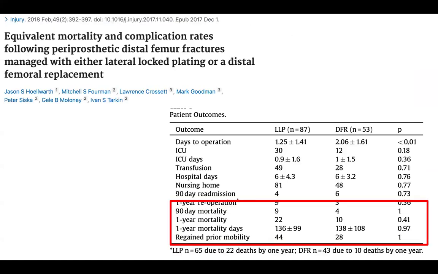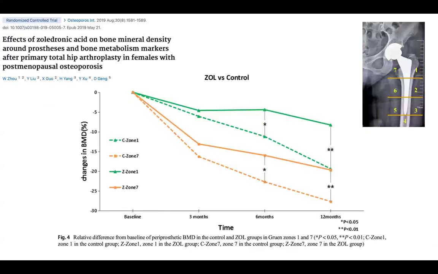And I don't have to tell you that these periprosthetic fractures are a disaster. I think we all know that. This study looked at mortality and complications after periprosthetic fracture in patients that were managed with open reduction, internal fixation, locked plating versus distal femoral replacement. And 90-day mortality was about 10% for plates, 8% for distal femur replacements. At 1 year, it shot up to about 25% and 19%. And only about 50% of these patients regain any sort of mobility after these injuries. So significant morbidity. So can we do anything about it?